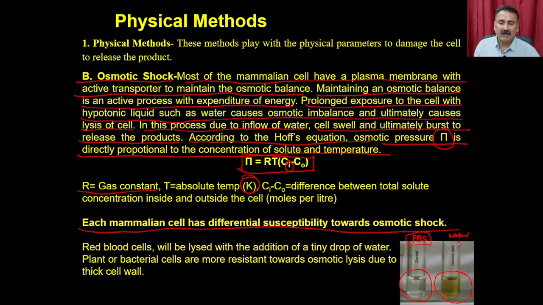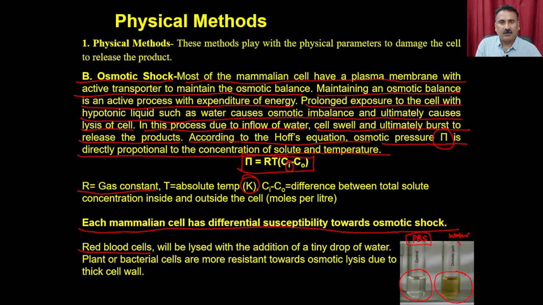So this is the osmotic lysis. Red blood cell is a very simple example to demonstrate the osmotic lysis. What you can do is take a small amount of red blood cells and add one drop of water. When you add the one drop of water, the water is going to try to enter into the cell.